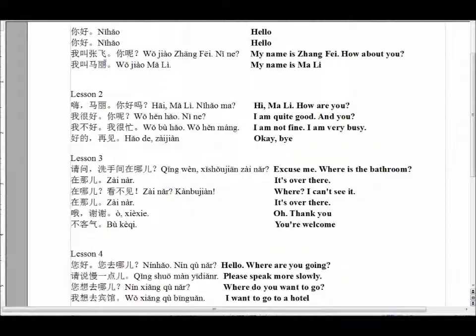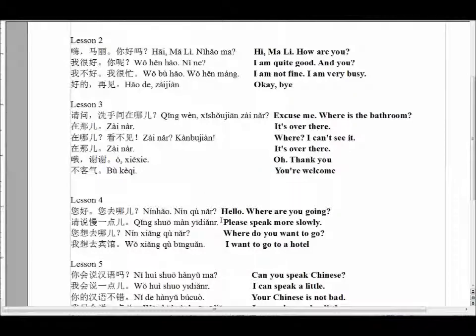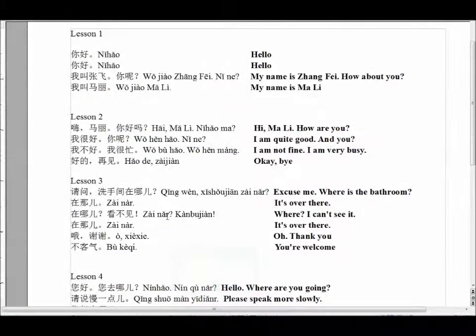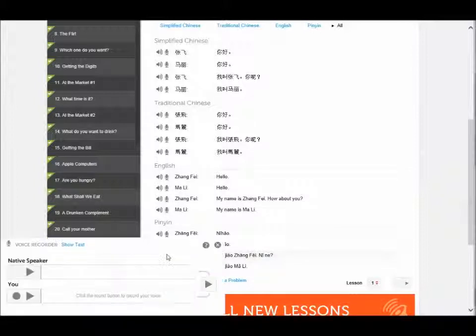So lesson 1, I copy and pasted. Lesson 2, copy and pasted. Pinyin, English. Lesson 3, Pinyin, English. Lesson 4, lesson 5. And you probably want to know, how do I know I'm saying these things right? Well, I told you there's a voice recording tool on here. So I just use that.